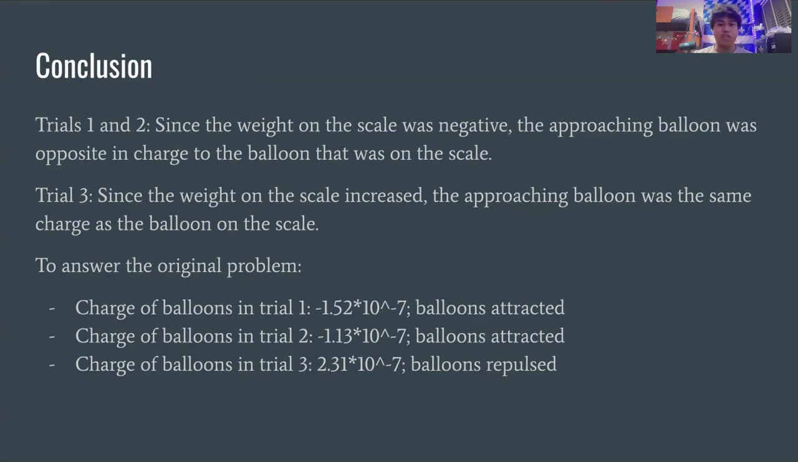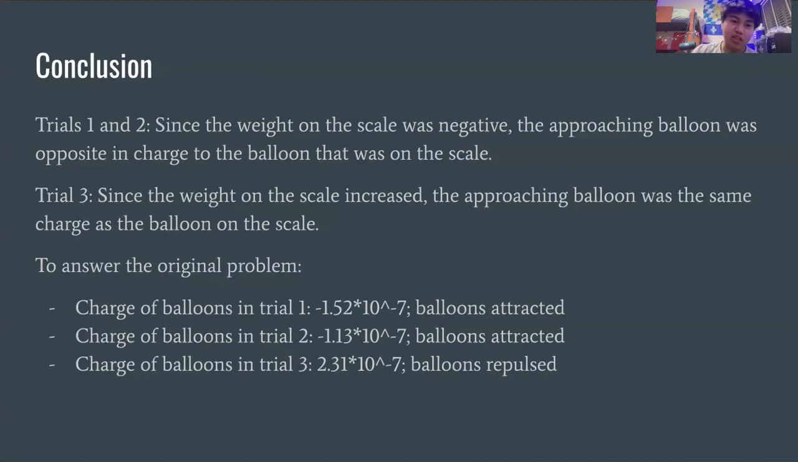And then for trial 3, since the weight on the scale increased, the approaching balloon was the same charge as the balloon on the scale. And this is because as you bring the incoming balloon closer to the balloon on the scale, they push on each other, so the weight increases. And you can see that because the charge of the balloons in trial 3 was 2.31 times 10 to the negative 7.